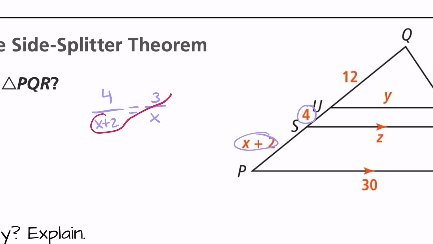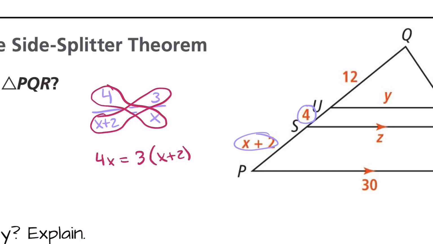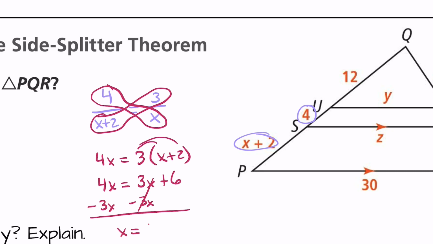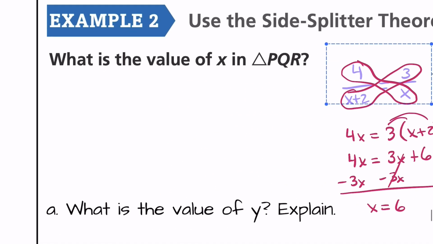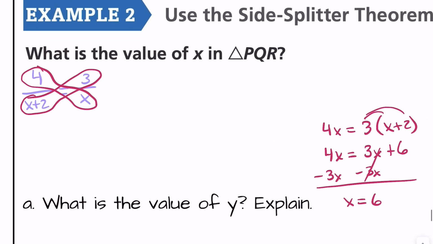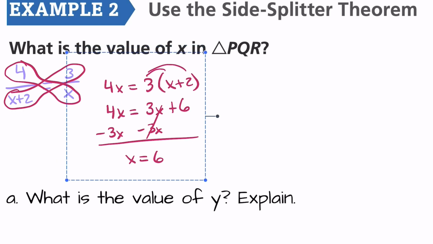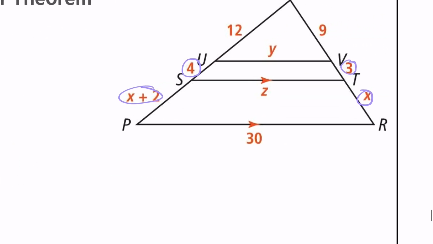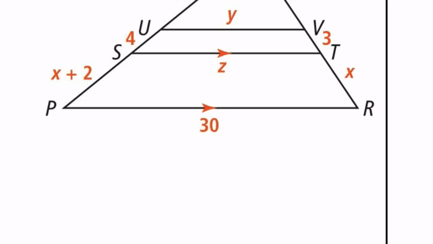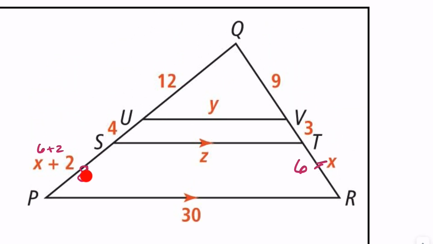So I will find the cross products. We have 4x equals 3 times x plus 2. Make sure you use your distributive property. You don't need to write this middle step in, but just make sure you are multiplying 3 times x and 3 times 2. We solve for x is 6. Sorry, I'm just moving everything around. X is 6. We know that 6 plus 2 is 8 and 6. Makes sense. We have a 4 to 8 ratio and a 3 to 6 ratio.